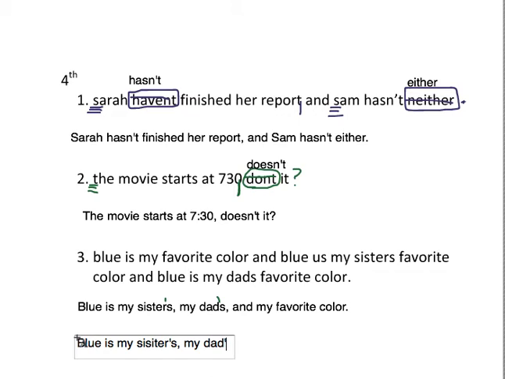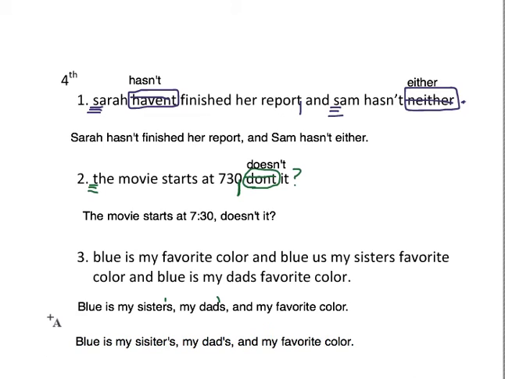So now I can type up this sentence with all of my edits made, and let's see if I have the correct edits. I'm going to cross off this one because I had to make edits to it. So blue is my sister's, my dad's, and my favorite color. So my sentence is correct. It's not a run-on sentence anymore. I have the correct spelling, capitalization, and punctuation. So these are your 3 edited sentences for this week.